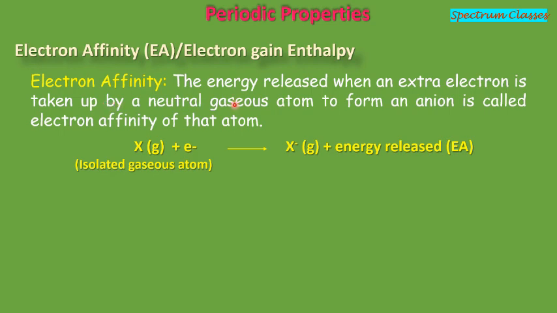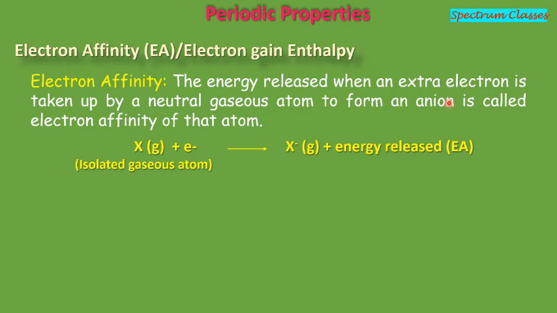Electron affinity is defined as the energy released when an extra electron is taken up by a neutral gaseous atom to form an anion. This can be explained by the equation. Here X is a neutral isolated gaseous atom, and if we add one electron to this gaseous atom, it acquires a negative charge, and in this process of addition of an electron, some energy is released, which is represented by Ea and termed as its electron affinity.